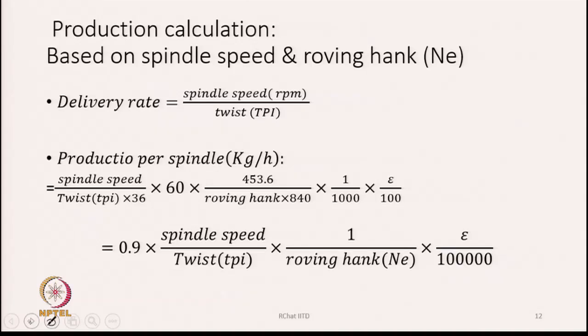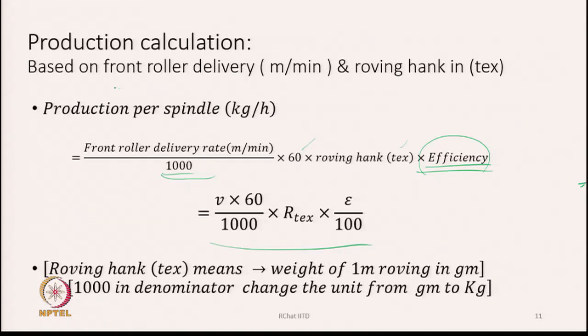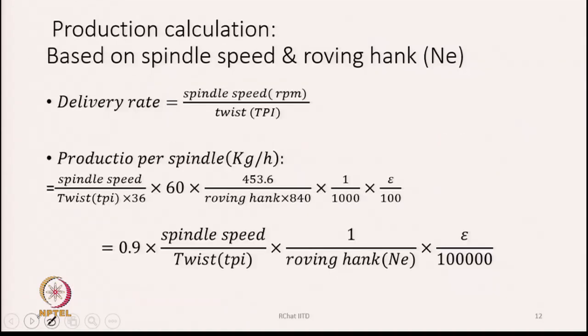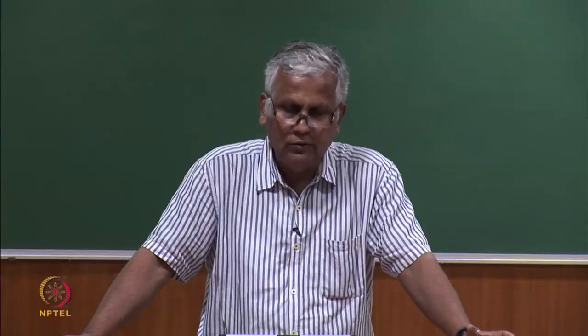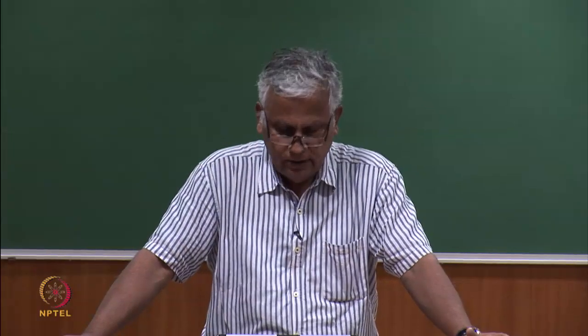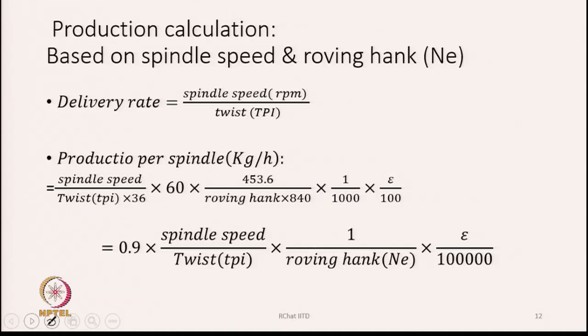Earlier it was based on front roller delivery and roving hank. Now, let us say I do not know the delivery rate, but I only remember the spindle speed and the roving hank. Based on that, if I want to calculate, we first have to find out the delivery rate. So, delivery rate is spindle speed by twist. That means we need to know the twist in the roving.